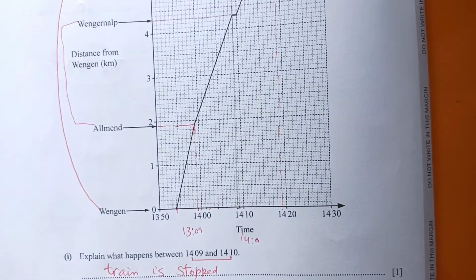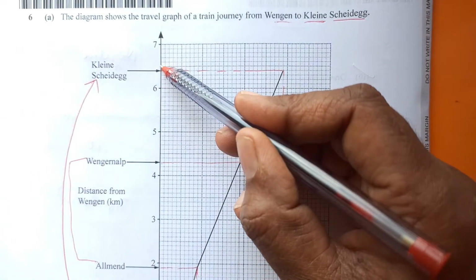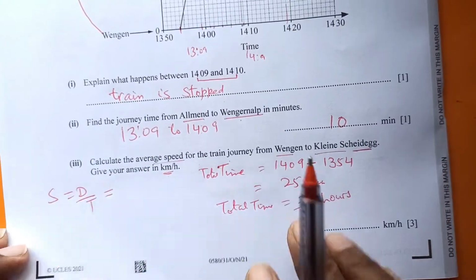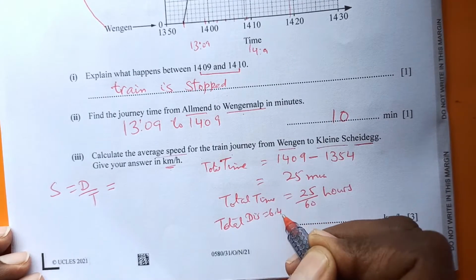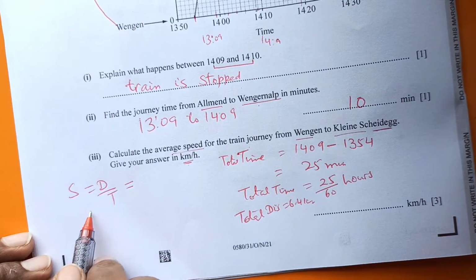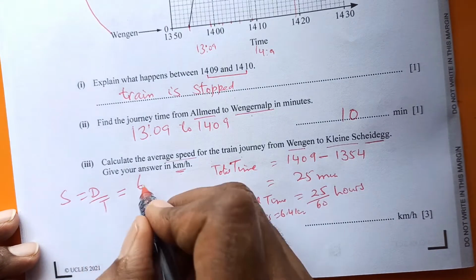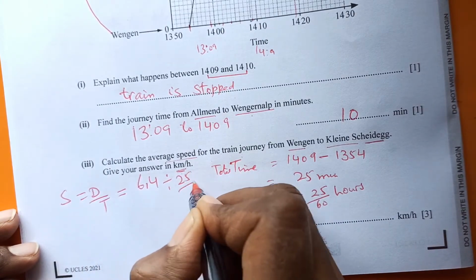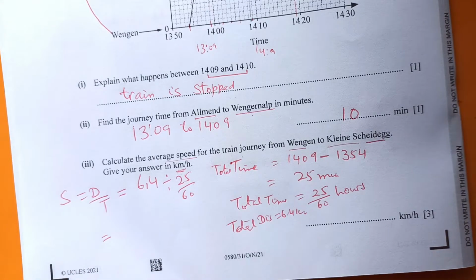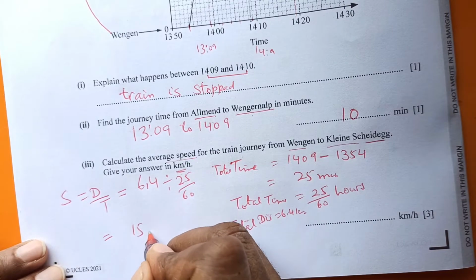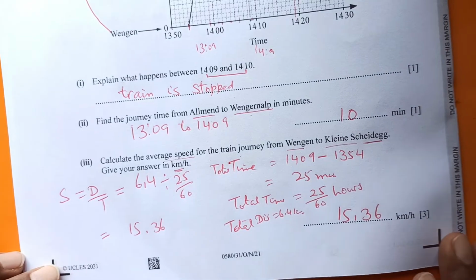So total distance is from here 0 up to here 6.4. This is 6.5, this is 6.4. So total distance is 6.4 kilometers. We are looking for speed. Speed is total distance divided by time. 6.4 divided by 25 over 60. So this comes out to be 15.36. So our answer is 15.36 kilometers per hour.